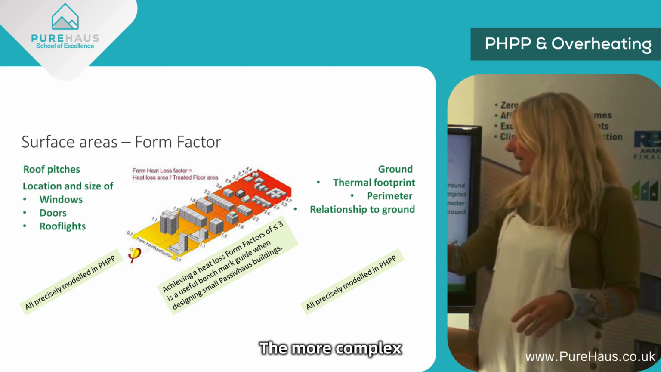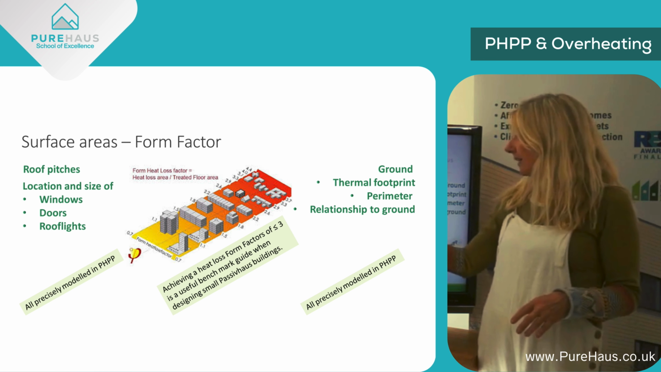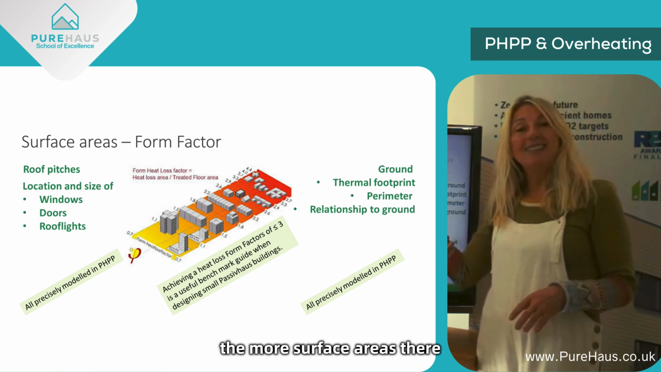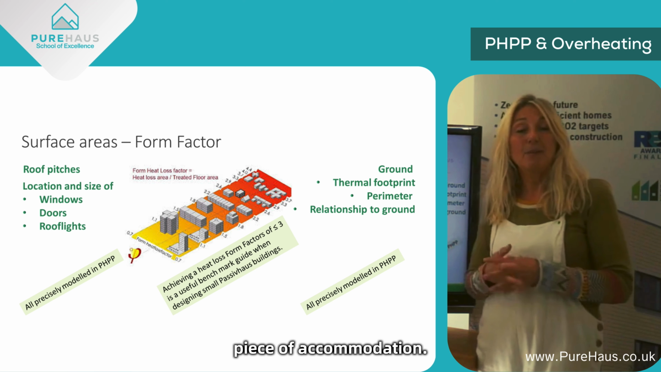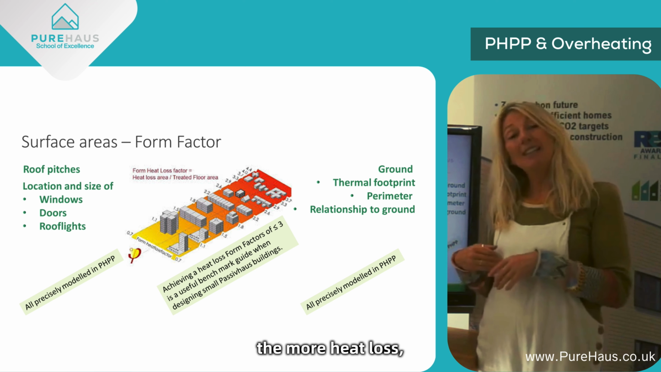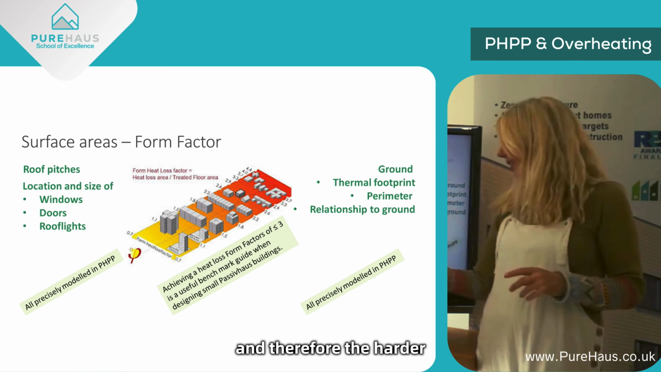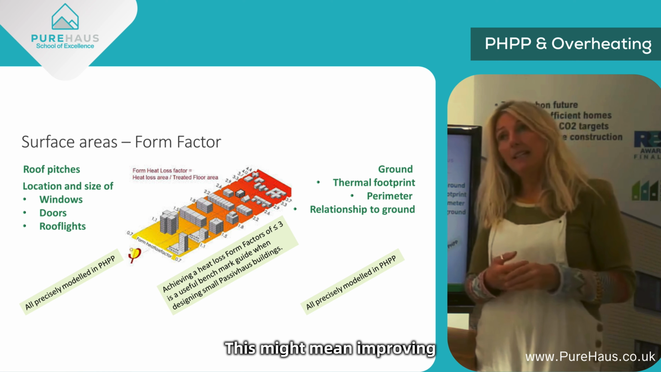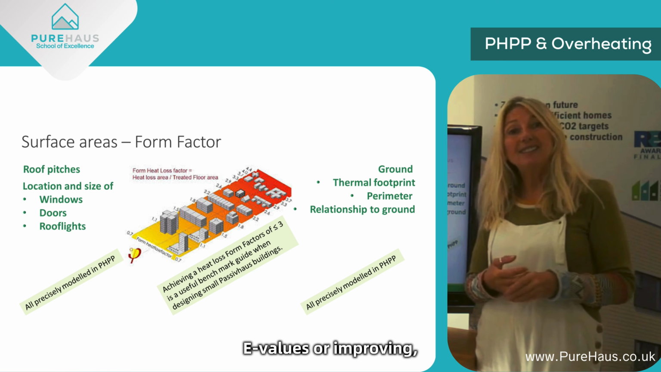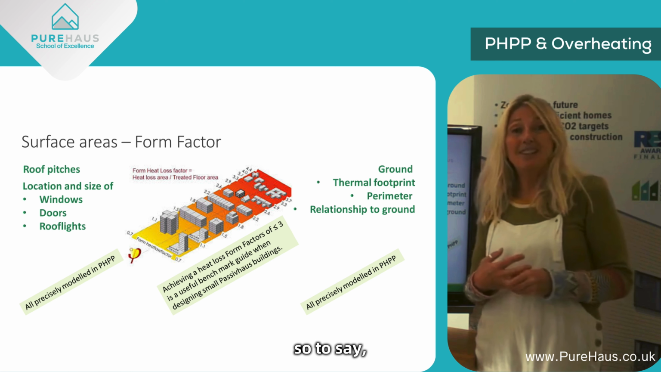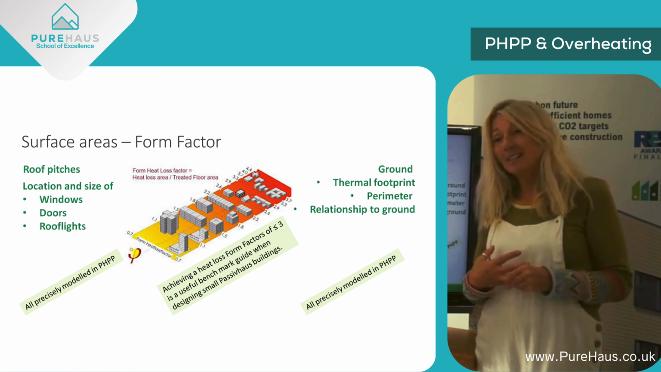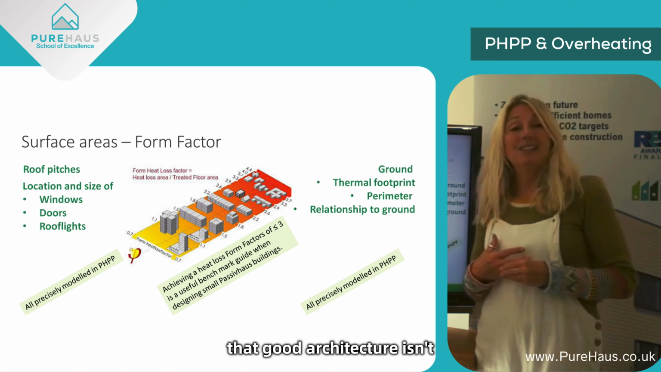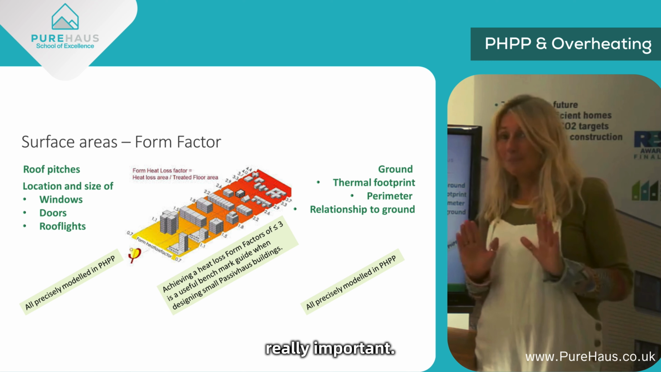The more complex the shape of the building, the more surface areas there are for the same piece of accommodation, the more heat loss potentially, and therefore the harder it would be to get it to passive. This might mean improving U values or improving thermal gain to make up for that. It doesn't mean to say that good architecture isn't really important.